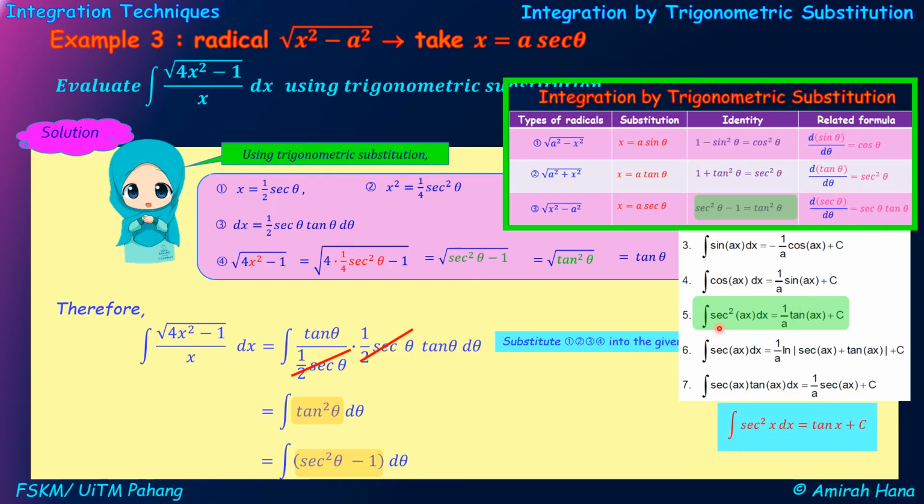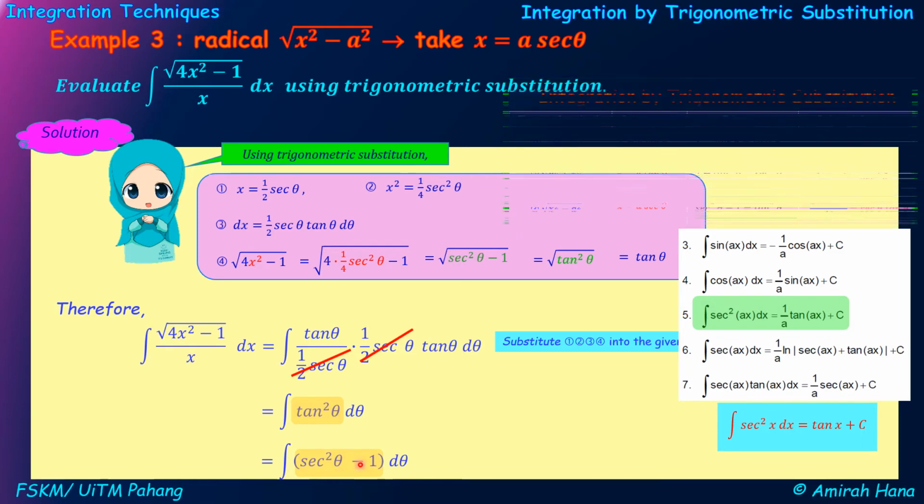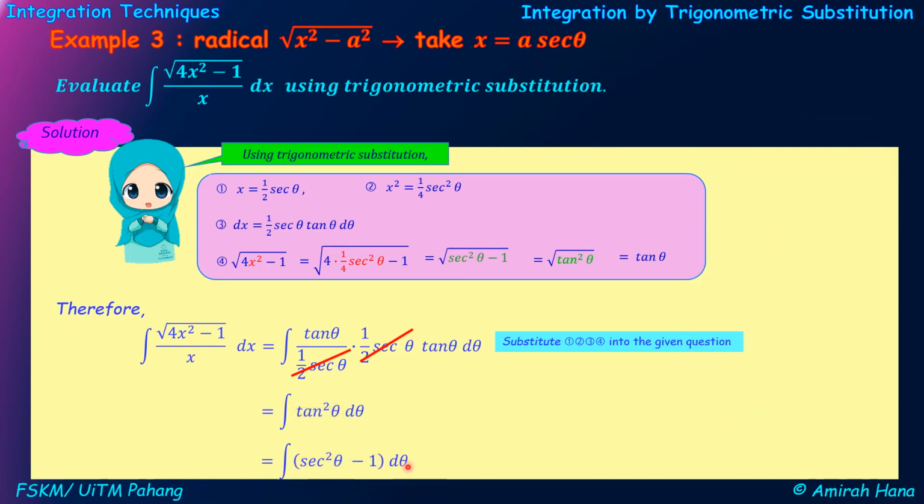And from formula number 5 here, let's say we replace a equals 1. So we get the integral of sec squared x dx equals 1 over 1, which equals 1, no need to write, tangent x plus c. So from here, we have variable x and dx, but now we have variable theta and d theta.